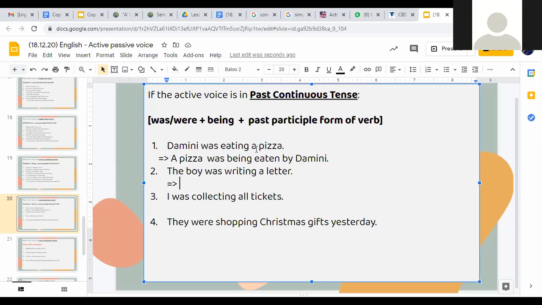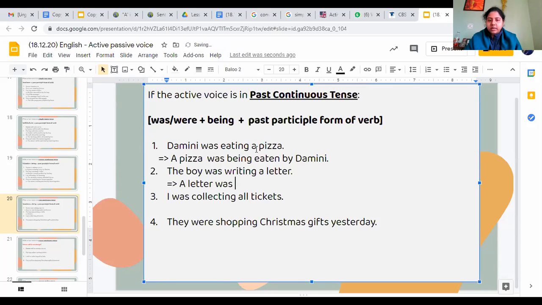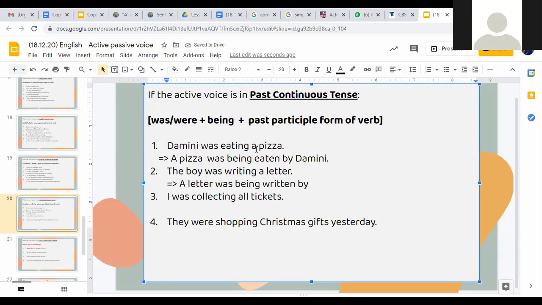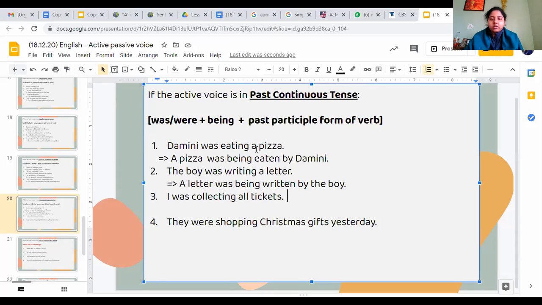A letter was written by the boy. Again, look carefully. A letter was, because this is singular, was आ गया. उसके बाद being को नहीं भूलना है. Was being, then whatever you said, written by the boy. Very good. Yes, these are the small things you have to keep in mind. कोई word miss ना हो जाए. So a letter was being written by the boy. Great.